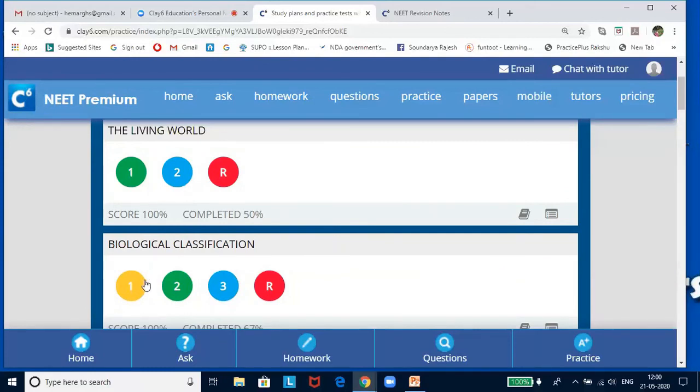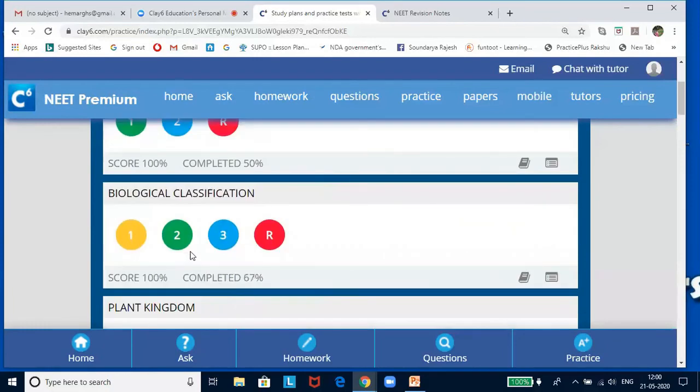If it is a yellow bubble, it means you had started the test but have not completed it. That means it's an incomplete test. Sometimes you would have done 2 or 3 questions and realized you are not really ready for the test. So basically, when we look at biology, we have different tests. Here you can see the test series.